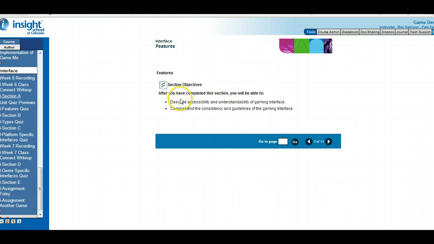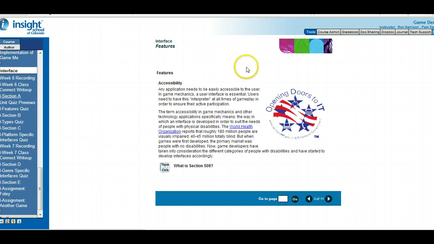Now in this section, in section A, we're going to look at accessibility and understandability in game interfaces, look at consistency and the guidelines of consistency in gaming interfaces. So accessibility. Any computer application needs to be accessible by nearly any user. So game mechanics, we talk about developing games, is the interface, usable interface is essential, because you want players to actively participate in the game, right?